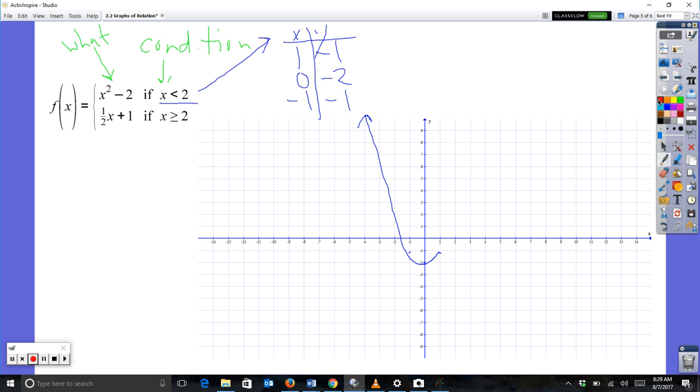Second row then, it's a line. I'm going to go a lot quicker on this one. So first of all, I've got the condition that x is greater than or equal to 2. So I'm going to start over here at 2, and I'll plug a 2 in there. When I plug a 2 in, I get 2 times a half is 1. 1 plus 1 is 2.